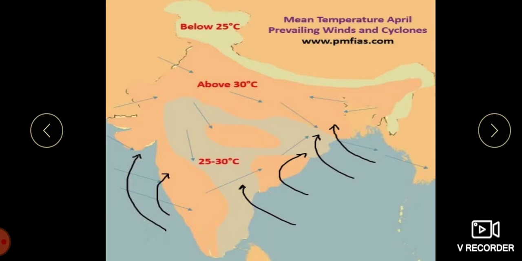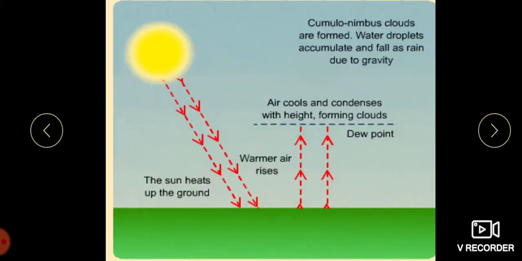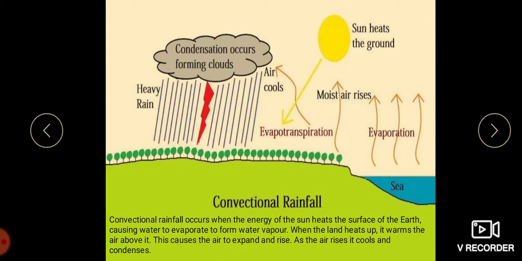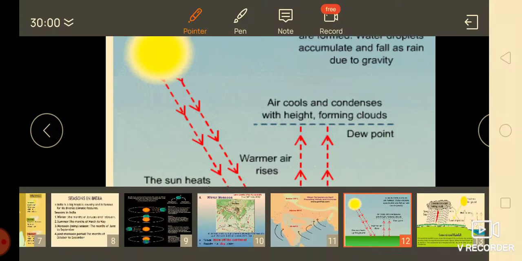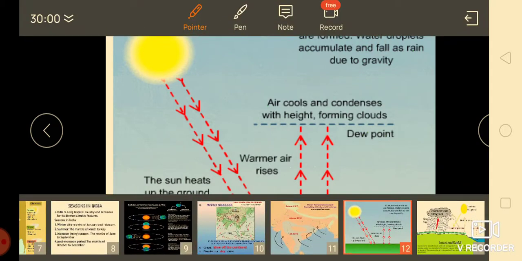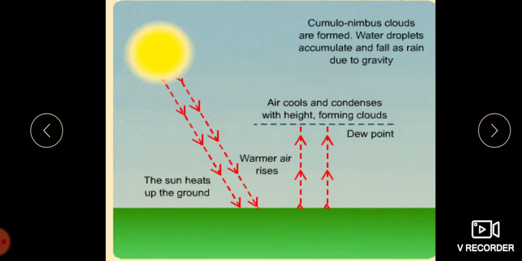Next, we will move on to the rainy season. I told you about convectional rainfall, isn't it? We can see here, when the sun heats the ground, the air becomes warmer, it rises, cools and condenses with height, and cumulonimbus clouds are formed. Water droplets accumulate and fall as rain due to gravity during the summer season.